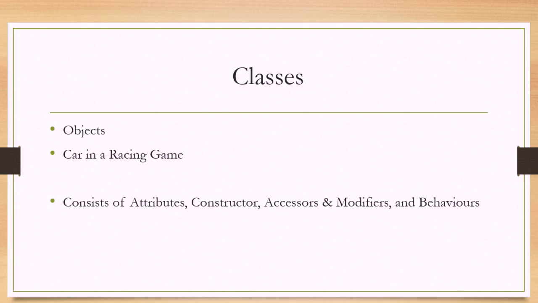Before we get to encapsulation, there's something called a class. Most of you have heard of it already in one way or another, whether hearing the name out there or not. A class is basically an object, so think of it like a car in a racing game. It's an object and consists of attributes, constructors, accessor modifiers, and behaviors. If all those words seem mumbled up to you and you don't really understand them, that's fine, because we'll take a look at them throughout this short video.